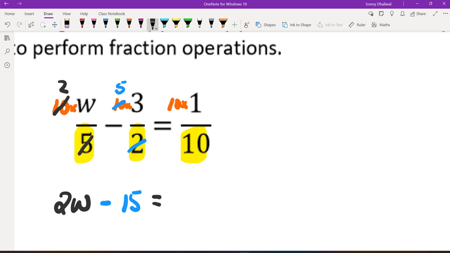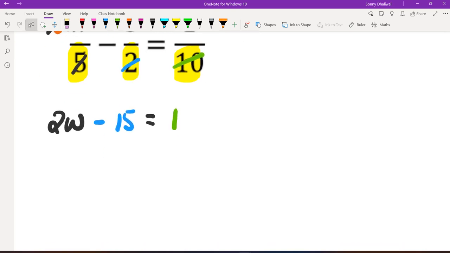How many times does 10 go into 10? 1. So the 10 and 10 cancel out. That goes into 1. So 1 times 1 is 1. So now instead of dealing with fractions, we have this equation to deal with. It's a much easier one to deal with.